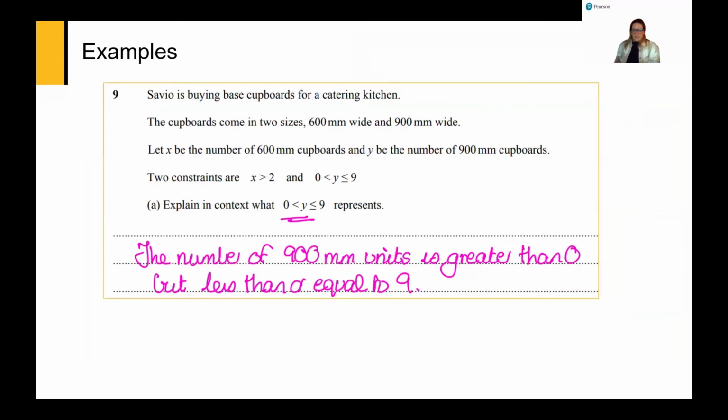Let's go back to the cupboards then. So Savio's base cupboard. We know the constraints that have been put in place, x plus 2 and then 0 to 9, explain in what context that inequality represents. So here we said the number of 900mm units is greater than 0 but less than or equal to 9. So it's just being able to communicate that they understand what that means.